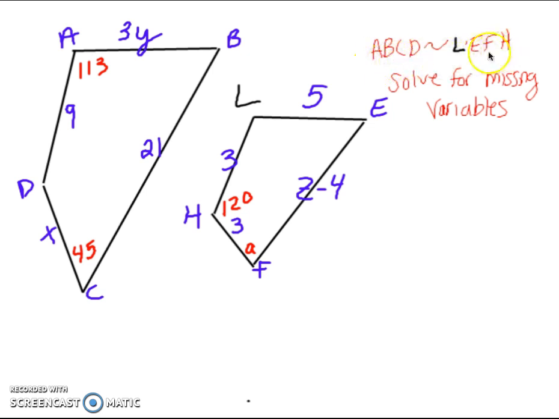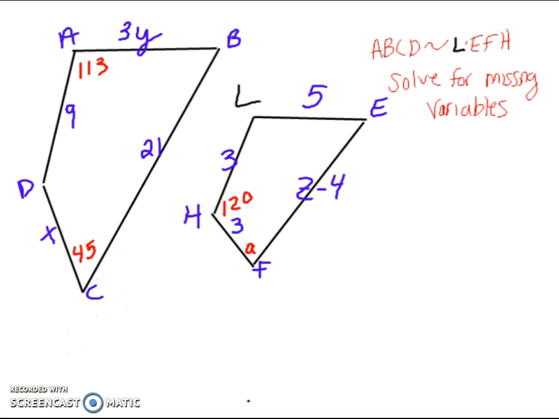On this last one, you can see our similarity statement here. It's saying that ABCD is similar to LEFG, and it wants us to solve for the missing variables. I'm going to pause the video here, and you can go ahead and see if you can solve for each of the missing variables. You can see that we have a y, we also have this z, and we have an x that we have to solve for. So I'm going to pause the video, go ahead and see if you can solve for those three, and then we'll compare our answers.